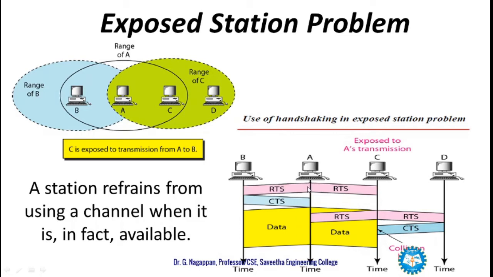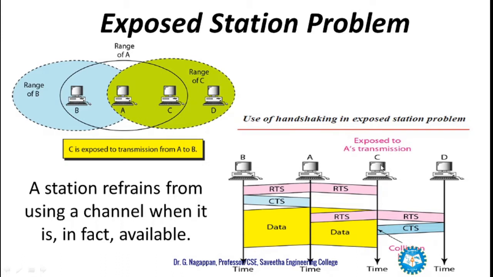When A is sending a request to send, B as well as C both receive the signal. So B sends clear to send, and on receiving that, A starts sending the data, and that data is also received by C since it is in the range. So that is the exposed station problem.